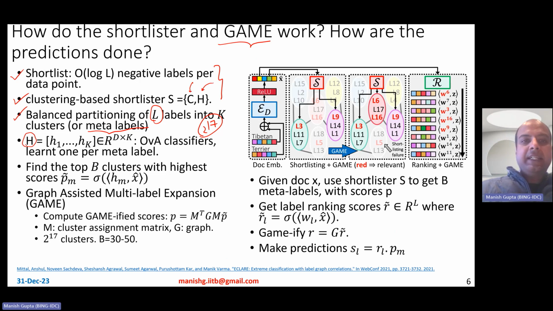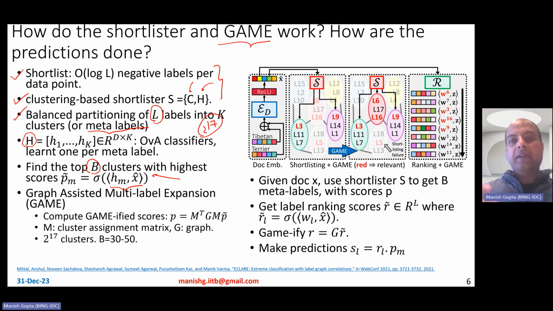Now at train time for a data point, you are going to do a beam search over this balanced tree, and you're going to figure out the best matching B clusters, with the highest scores. You compute the scores using those cluster one versus all classifiers, and that is how you get the cluster scores. Typically one would say that all the labels in these clusters can be considered as part of the shortlist. That's what DCAF does.